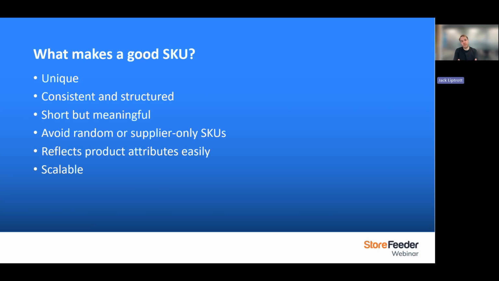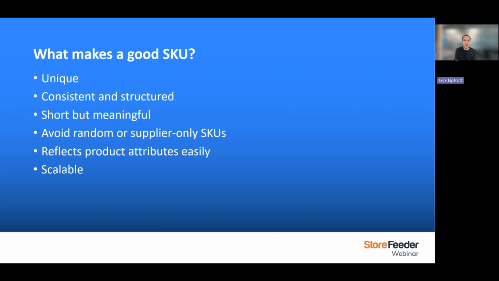The SKU is the core of your catalog, really. If it's messy, it's a lot harder to understand what you've got and what is where. So the first one, it has to be unique. StoreFeeder won't allow you to create a duplicate SKU anyway, but you want to make sure, like I said a moment ago, that every individual product is an individual SKU. You don't have one product and then multiple SKUs, so you're seeing it in two places. You don't want to do that.